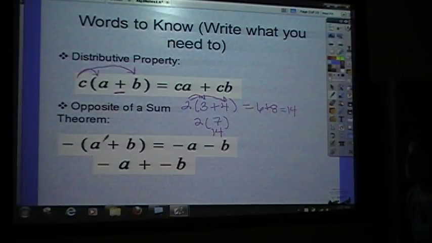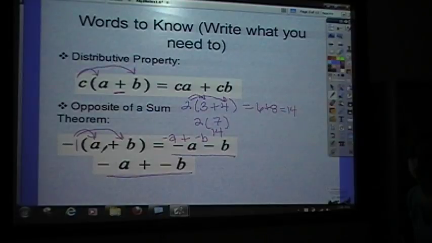Okay? The next one is the opposite of a sum theorem. In this situation, we have a negative sign out in front of a quantity. This is saying the opposite of the quantity A plus B. This is just a fancy case of the distributive property. You could put a 1 there. In fact, I a lot of times do. And what we're doing here is we're distributing the negative 1. In which case we have negative 1 times A, which is negative A, plus negative 1 times B, which is negative B. You don't have to write the plus the negative, but you can. You have negative A minus B or negative A plus negative B. Opposite of a sum theorem. I usually don't even call it that. I just call it the distributive property, but it's up to you.